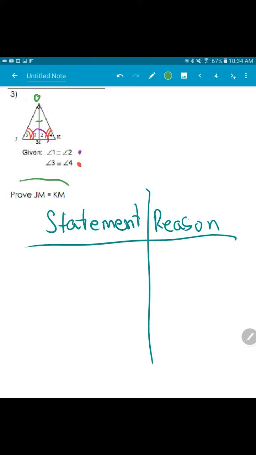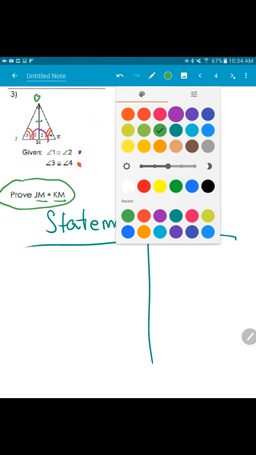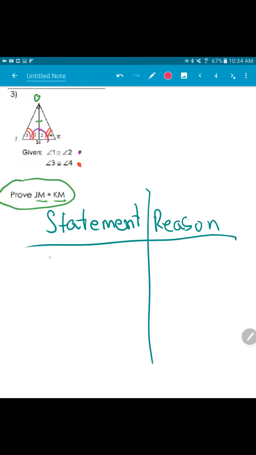Now, I'm not out to prove congruence, but I need to do it in order to prove JM is congruent to KM. So let's start how we always do, which is writing in our givens. These are nice givens because they're nice and short. Okay, they don't take much writing, which is the kind of proof I really like. Angle 1 is congruent to angle 2. It was given. And angle 3 is congruent to angle 4. It was also a given.